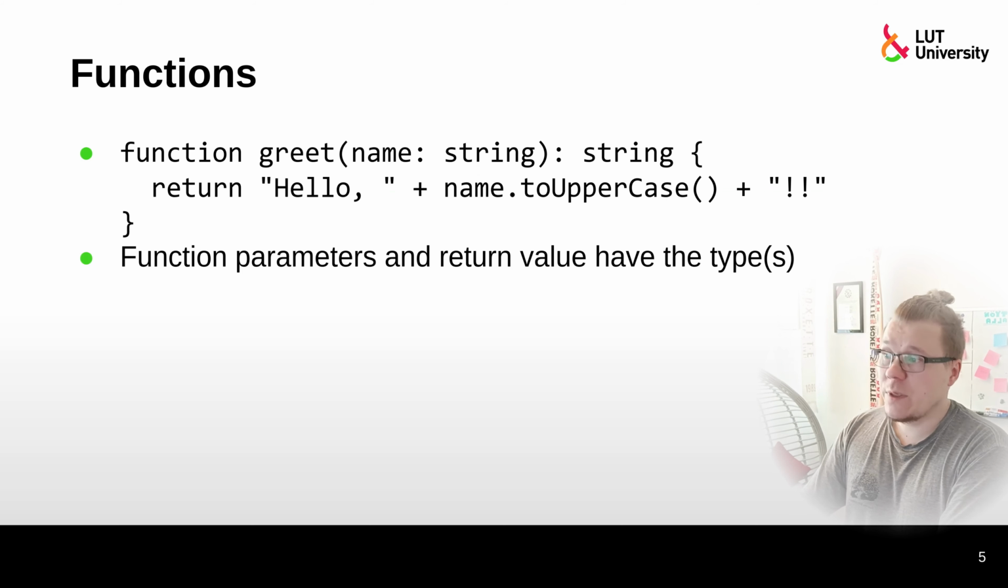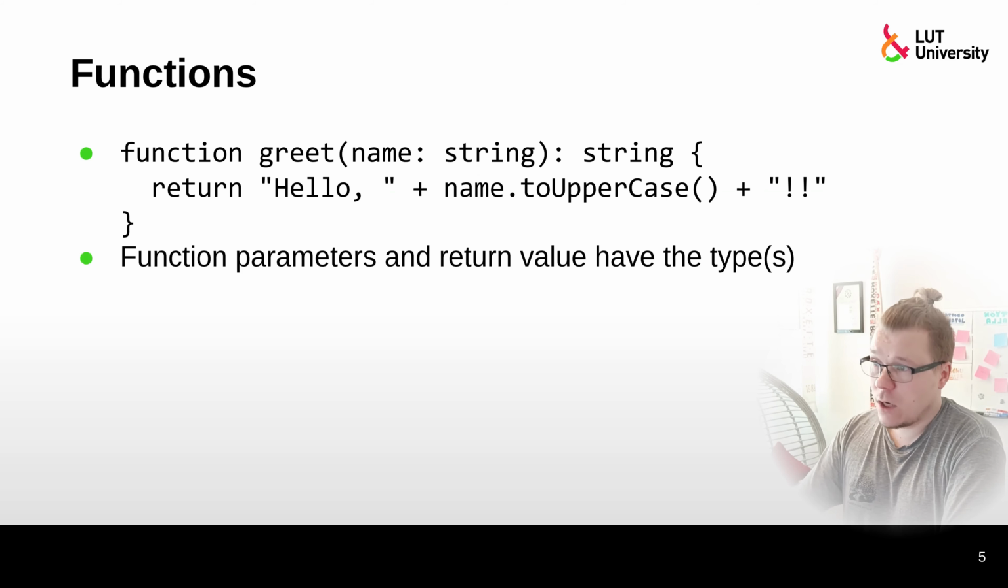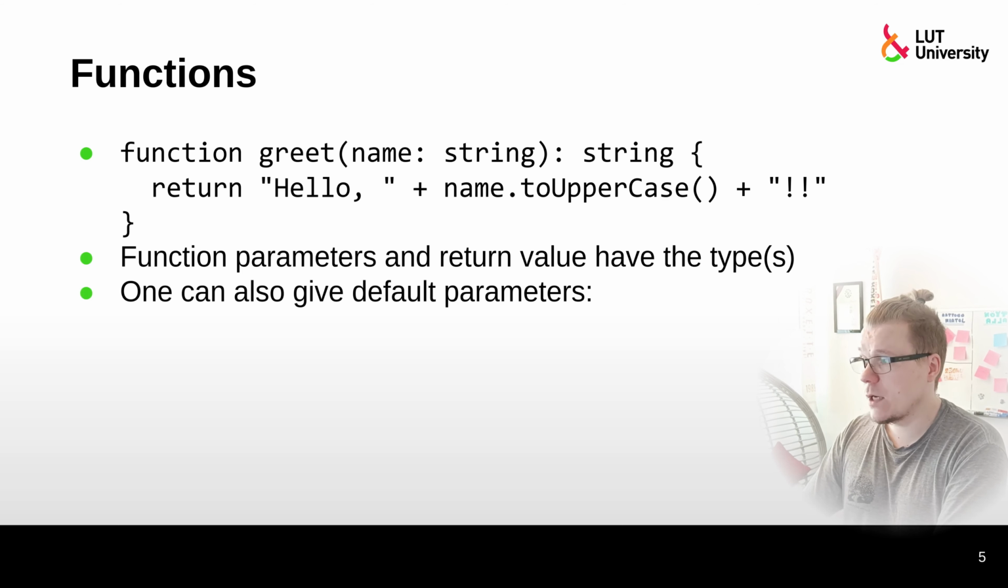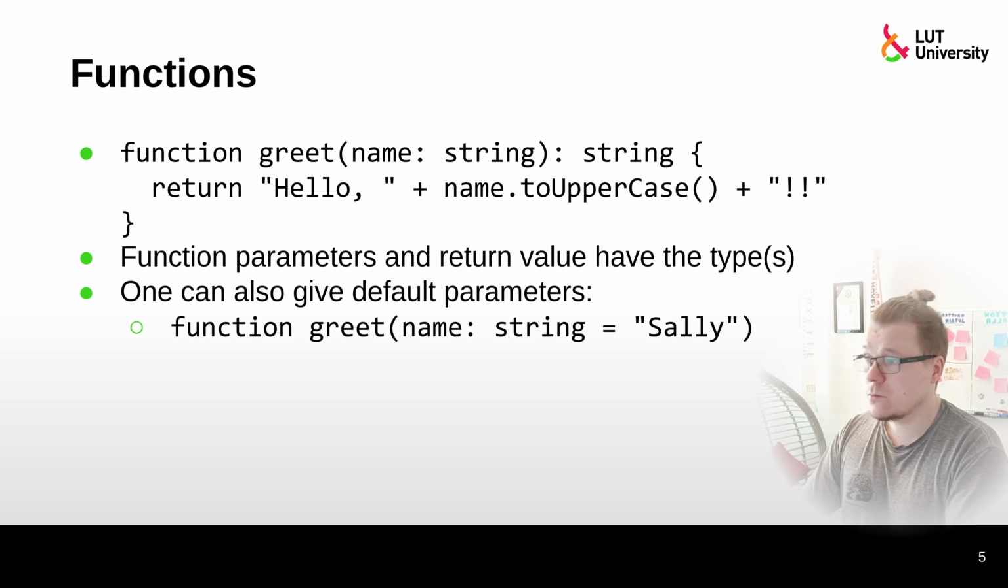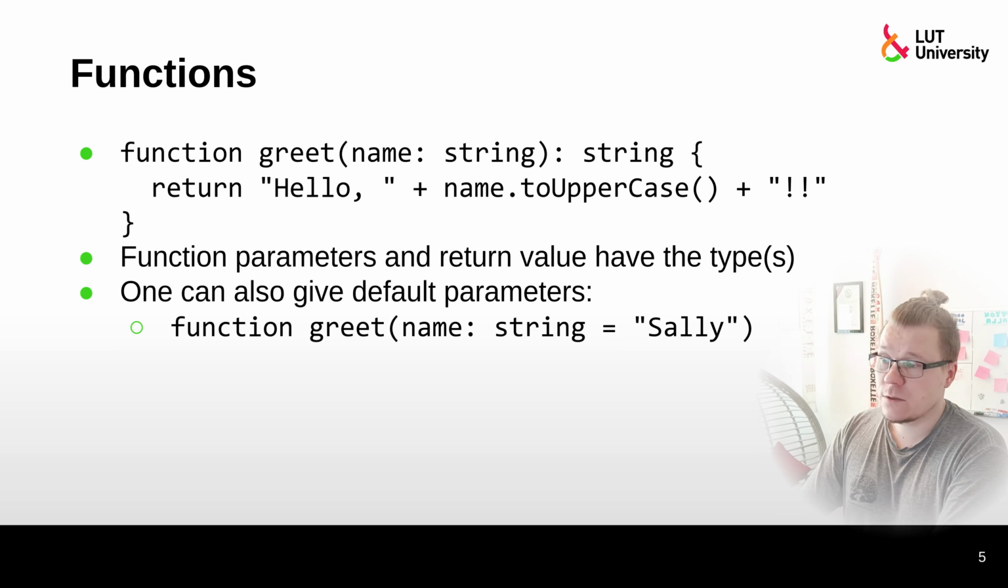The function parameters and return value have types in this example. We can also give a default parameter. So here we are defining that if the name string is omitted, then it would be Sally.